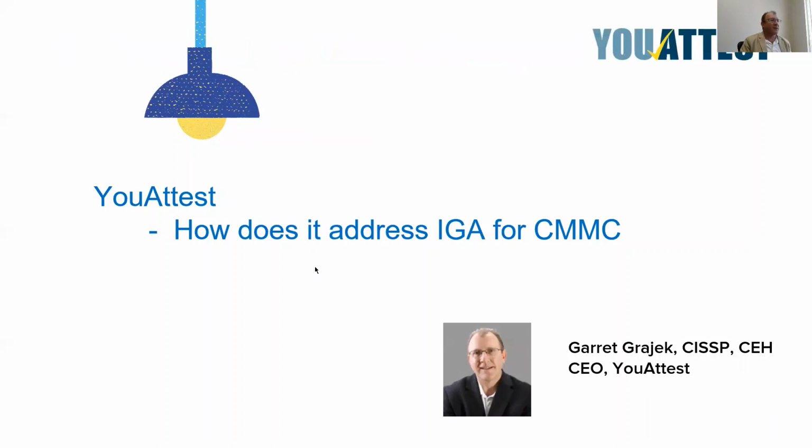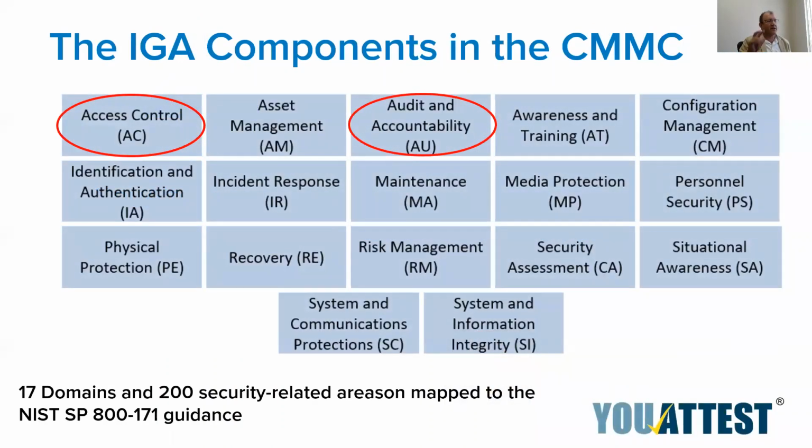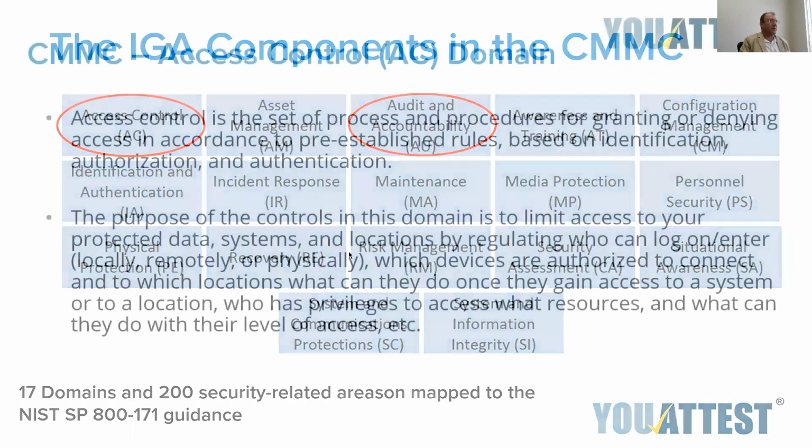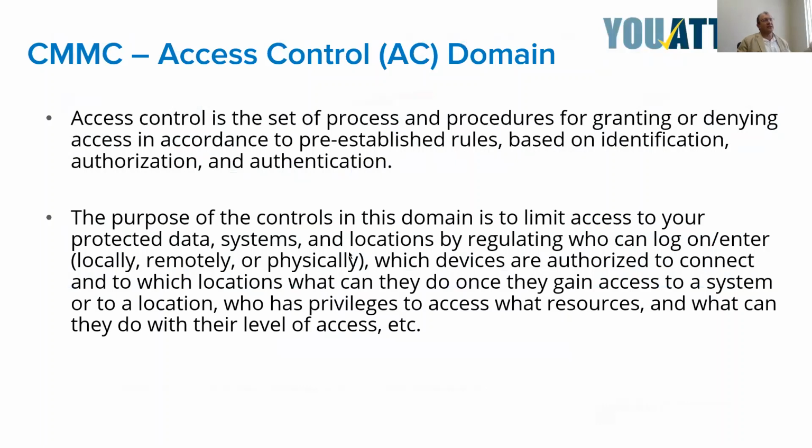Okay, how does it address the IGA? Straight out, I'm going to handle two of the domains here, access control and audit and accountability. We have a full write-up list that maps it, but I'm going to go for one. First of all, access control.